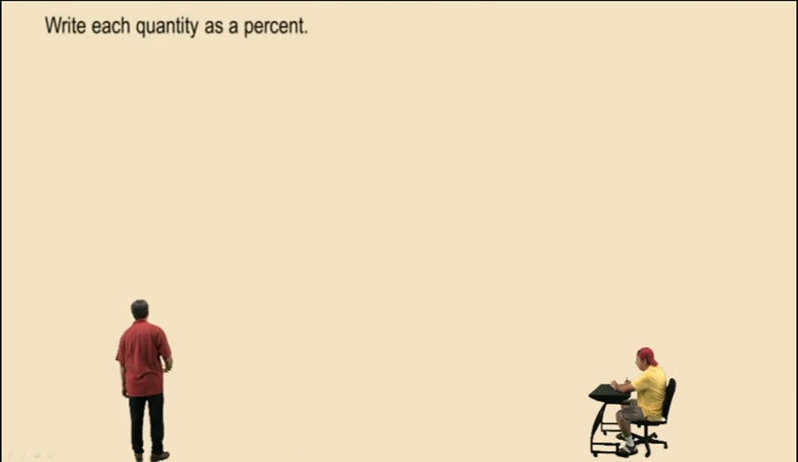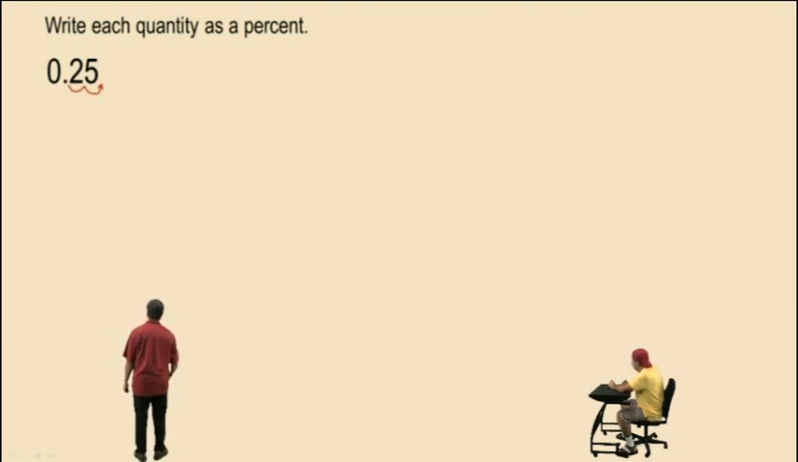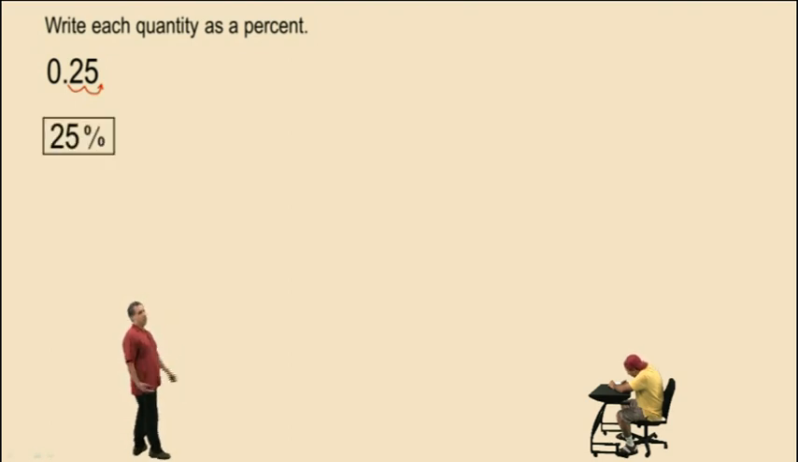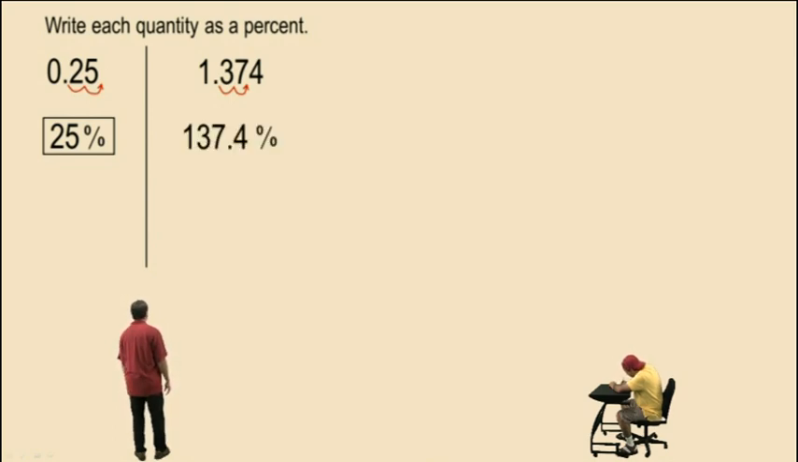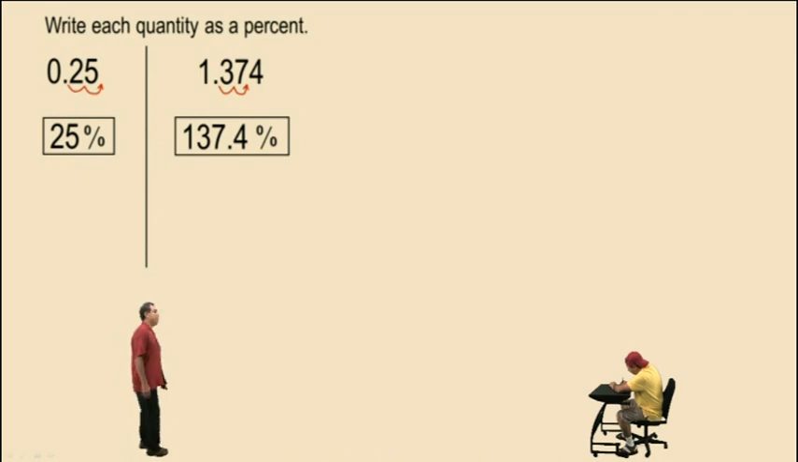Okay, now let's write each quantity as a percent. Here we're given a decimal quantity. Now, to convert a decimal to a percent, remember, you multiply by 100. In other words, you move the decimal place two places to the right. And so 25 hundredths, or 0.25, becomes 25%. It's that easy. It's so easy, it's confusing. Here we have 1.374. This is a mixed number, because you have a whole number part and a decimal or fractional part. Again, we move the decimal two places to the right, we get 137.4%, and that is your answer there.